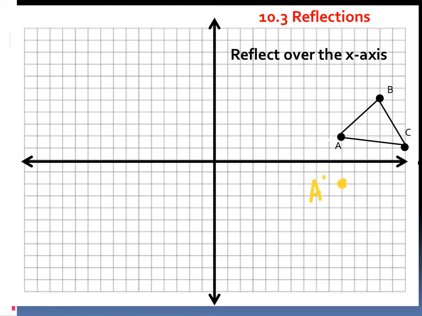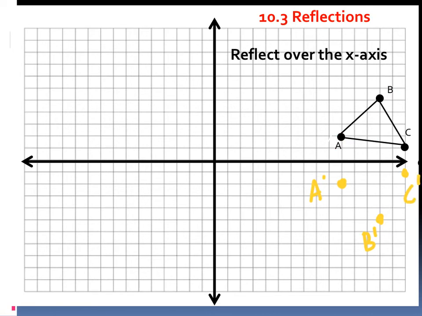Then do the same thing with point B. Count how far away from the x-axis point B is. 1, 2, 3, 4, 5. And instead, we're going to go 5 below the x-axis. 1, 2, 3, 4, 5. And then that's where point B is going to go, B prime. And then we do the same thing with point C. C is 1 above the x-axis, so we're going to go 1 below the x-axis and label that C prime.